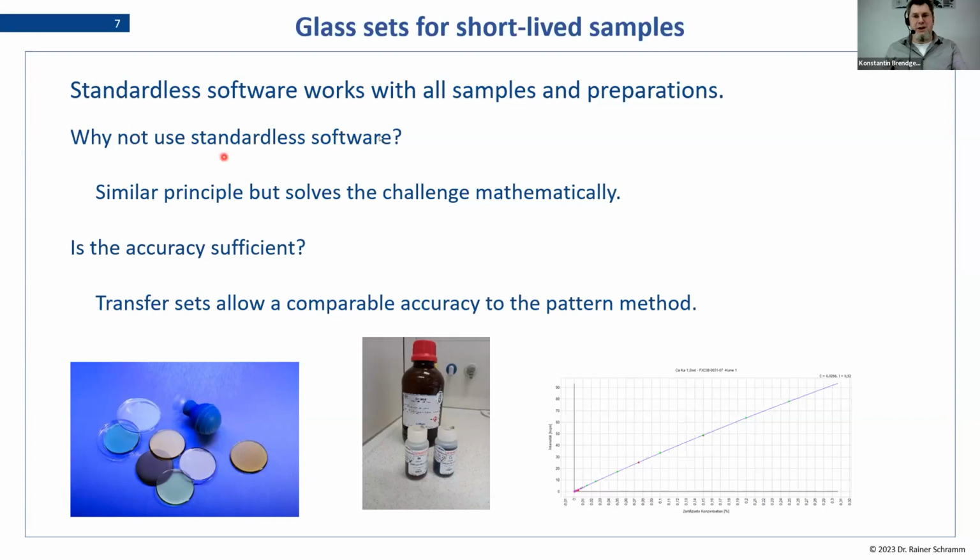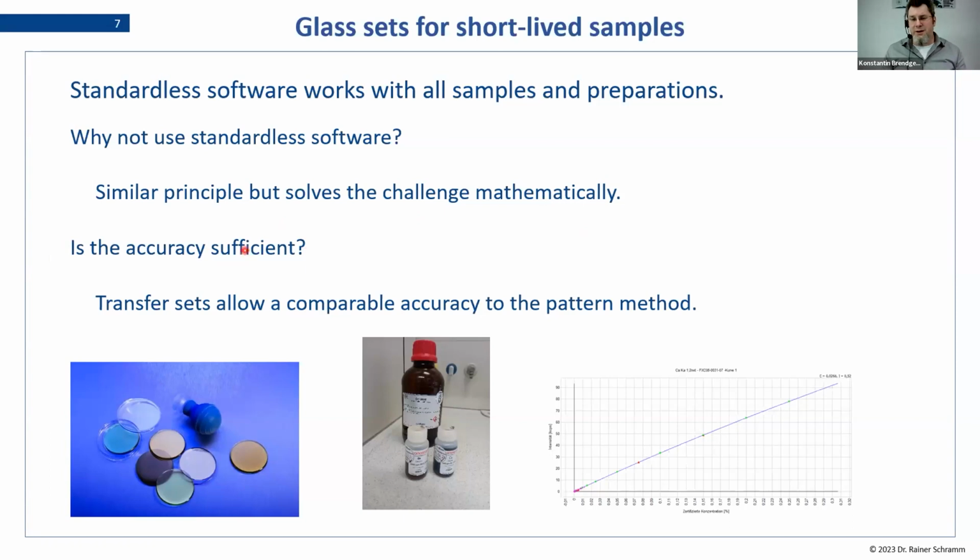So generally speaking, a standardless software is doing the same thing as our standard sets, as you will see later, but it solves the challenges that arise here mathematically. So you give the information, the standardless software calculates, and then it gives you a result. And for each measurement, for each sample, you might have to input different details of that actual sample. The question is always in the end, is the accuracy sufficient?